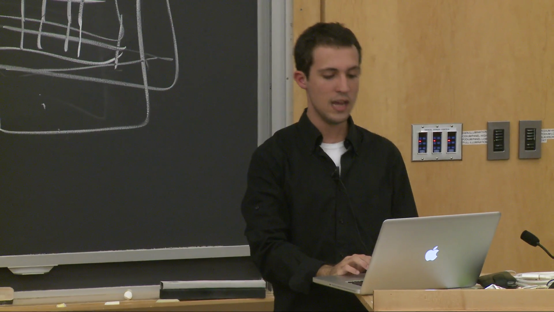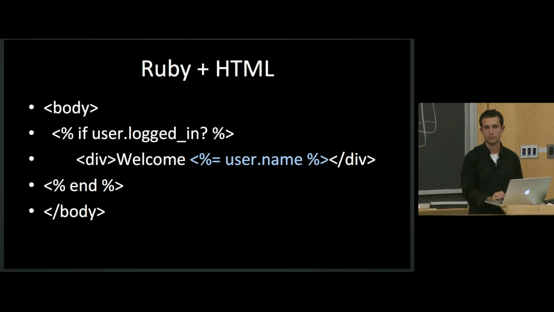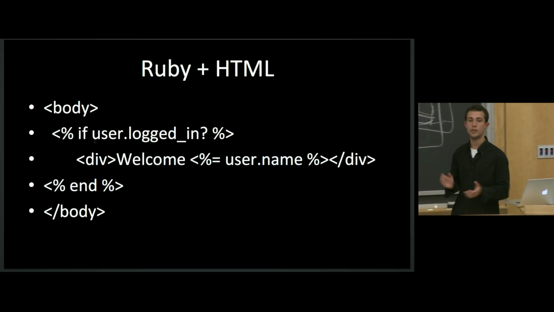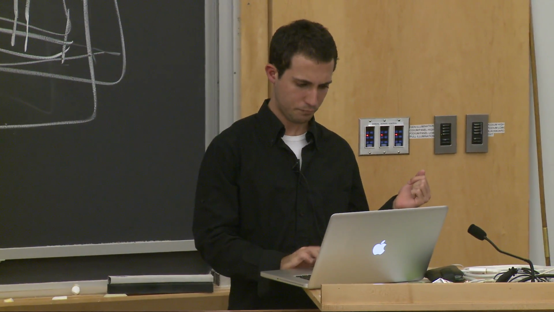If the user's logged in, now HTML starts again. So div, welcome, and here I print the user.name. And that's it. And this is the end of the if. So that's pretty straightforward, how you integrate your Ruby with your HTML.